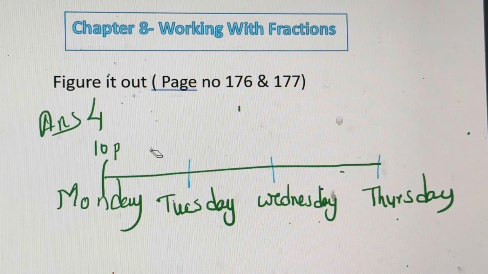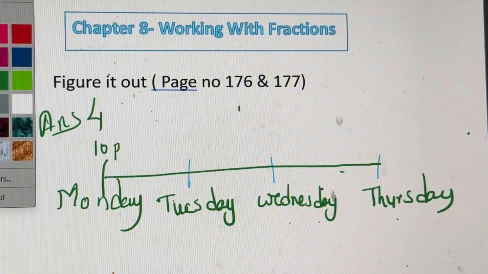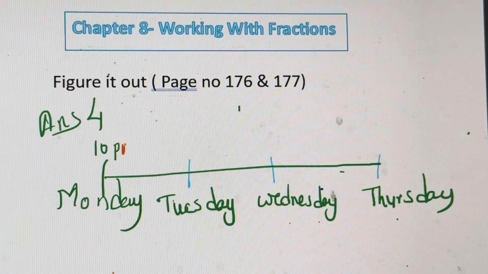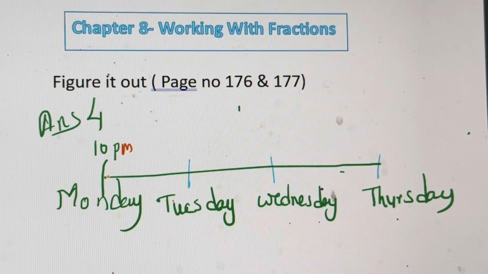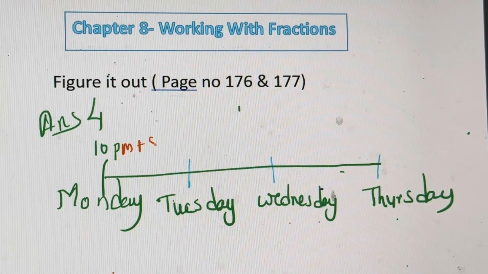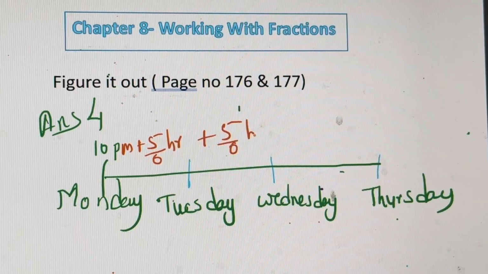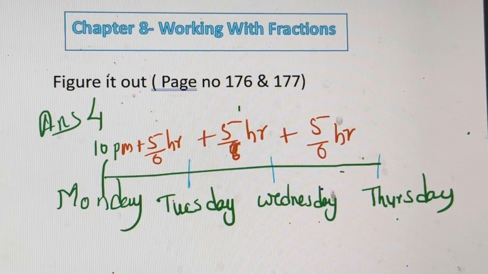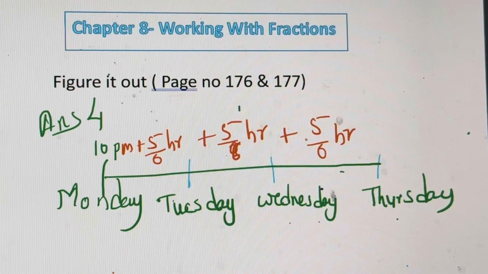Let me change the color. So this is at 10 p.m. Monday. It sets at 10 p.m. and every day the moon sets 5 upon 6 later. So plus 5 upon 6 here on Tuesday. Then plus 5 upon 6 on Wednesday, right? And then plus 5 upon 6 for Thursday, right? So this we need to find out. We need to find out this calculation, right?